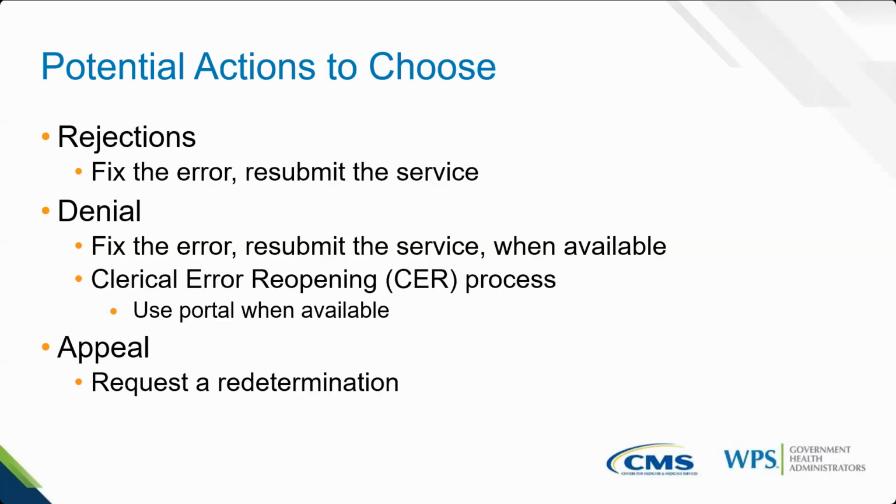Another action to consider for a denied claim, let me correct myself there, is an appeal. The remittance advice is going to provide those appeal rights, and I'll talk about appeals a little later also in this webinar. Registered users can use our transactional portal in order to render a clerical error reopening or to request an appeal. This is just one of multiple self-service tools that WPS offers.